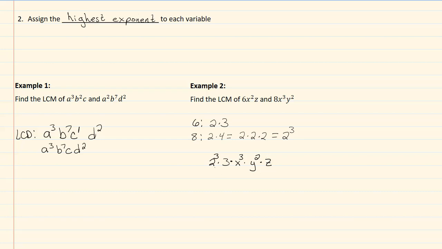So now, for the LCM here, we need to multiply out the numbers. 2 cubed, if you remember back from what we did earlier, is 8. So we have 8 times 3, which would be 24. And then we just write down the variable parts for this. So we would have x cubed, y squared, and the z. And so that is our LCM.